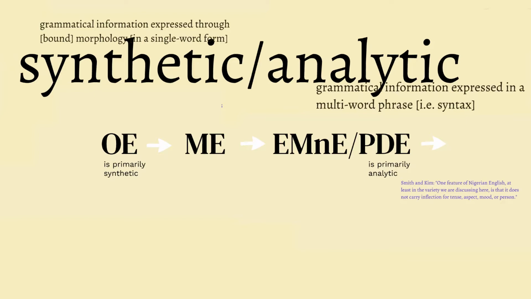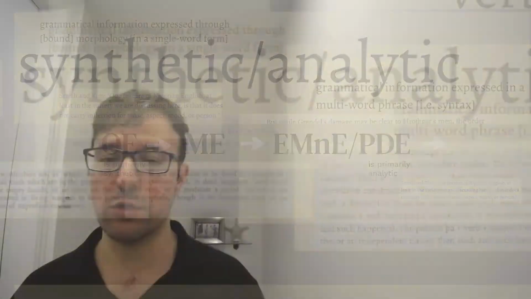We've also discussed how present-day Englishes tend to communicate their grammar mostly by the ordering of words in relation to other words, and by added words, like auxiliaries, to make the grammar make sense. In fact, Smith and Kim have pointed out one feature of Nigerian English is that it does not even carry inflection for the most part for tense, aspect, mood, or person, right? So like Nigerian English, or Englishes more broadly in the early modern and present-day English period, we are primarily analytic. That is, we express our grammatical information by adding or subtracting or reordering words in a phrase, rather than changing the shape of the words in any particular way.